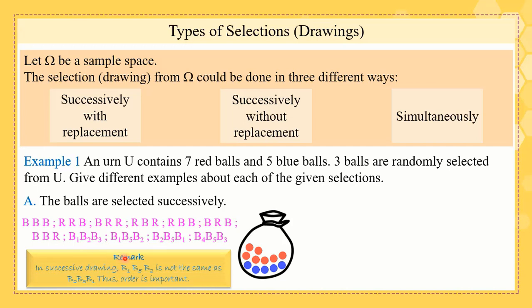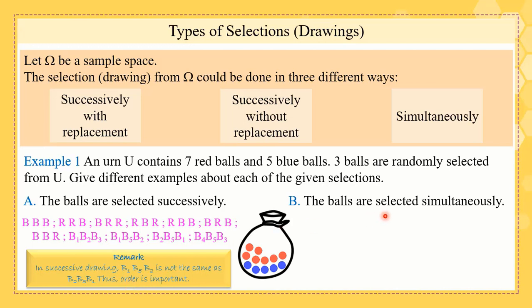Now notice here, if I choose blue 1, blue 5, blue 2 is not the same as blue 2, blue 5, blue 1. So the first selection is not the same as the second selection. That's why here we say that the order is important. We're going also to see the meaning of order later.